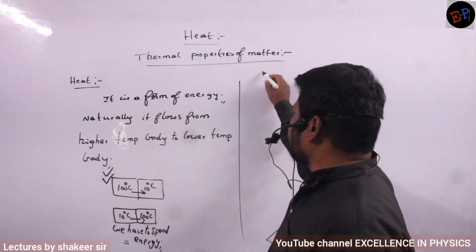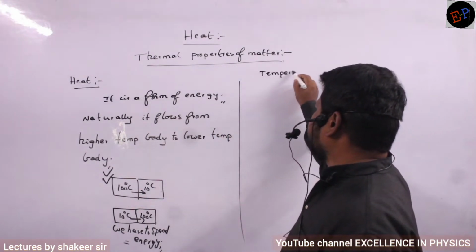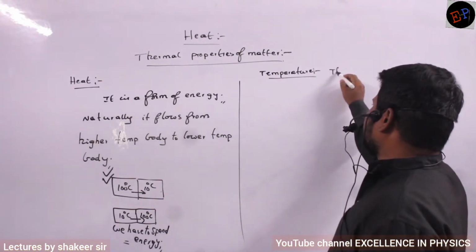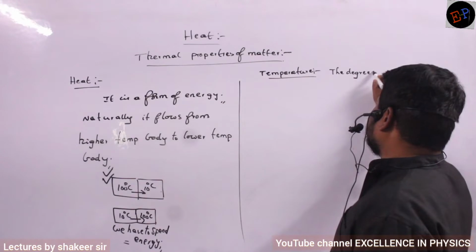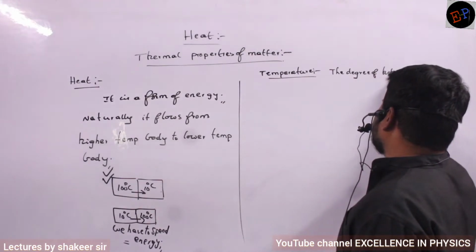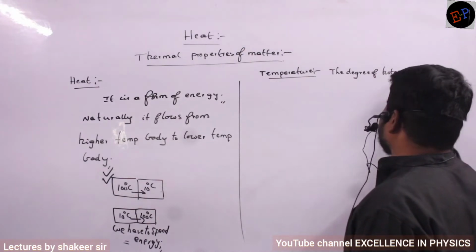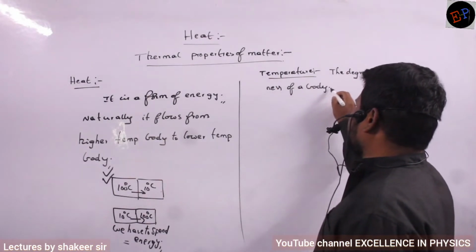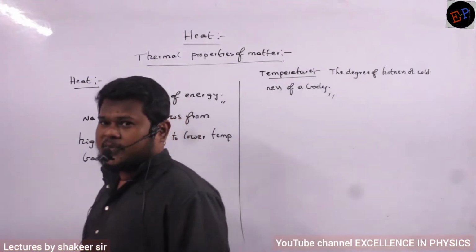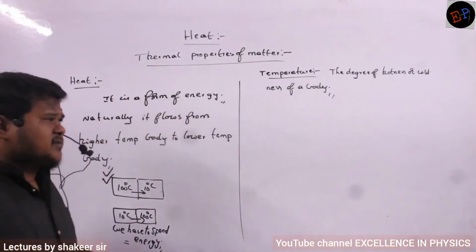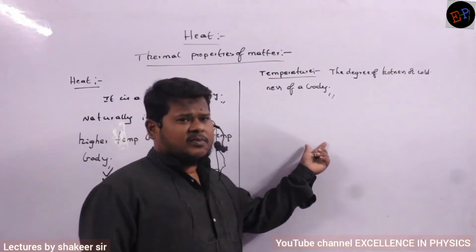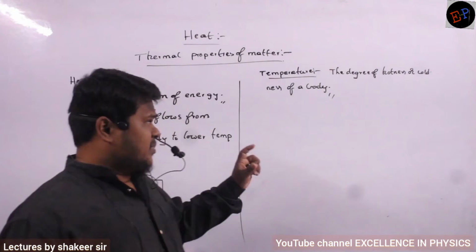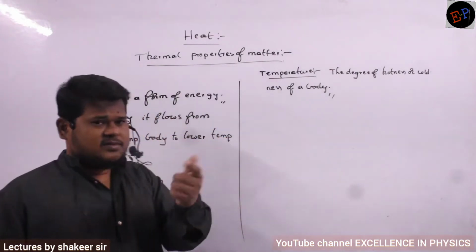So next we study temperature. How can we define temperature? It is defined as the degree of hotness or coldness of a body. What is the meaning of this? By this we identify whether a body is hotter or cooler. By comparison, we can say whether a body is hotter or cooler. This is called temperature.